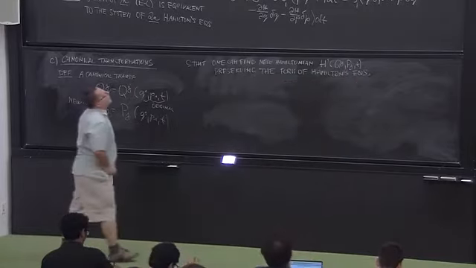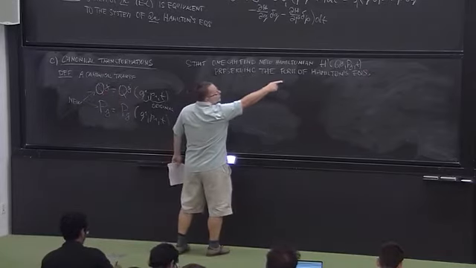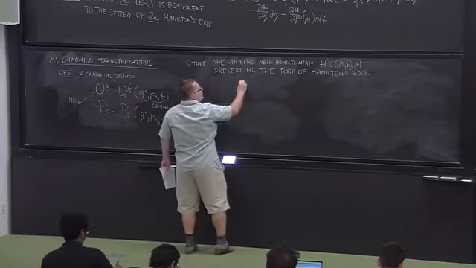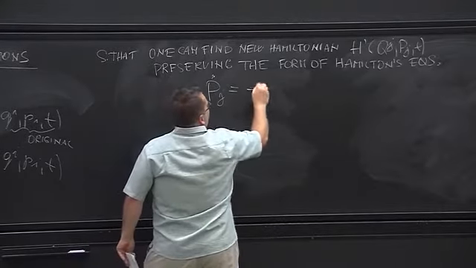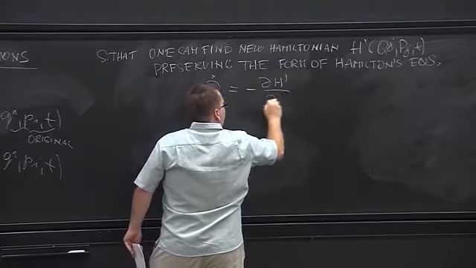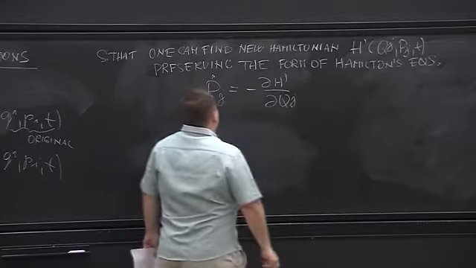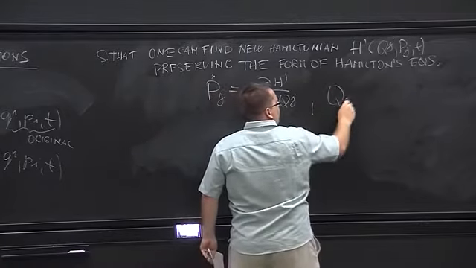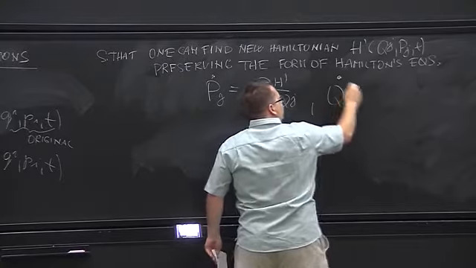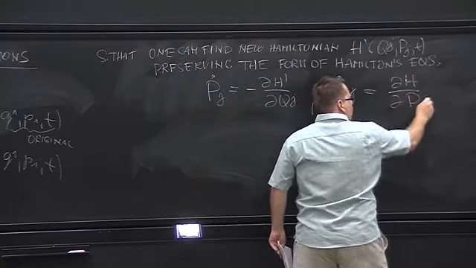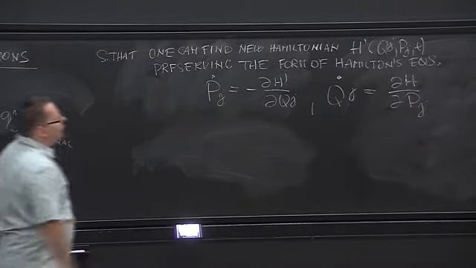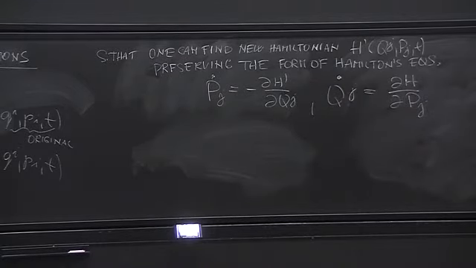So what it means is that now, with respect to these new Q and P, we will have exactly the same form. We will have Pj dot is equal to minus dH prime over dQj, and Qj dot is dH prime over dPj. Okay, so this is a very confusing definition, isn't it?